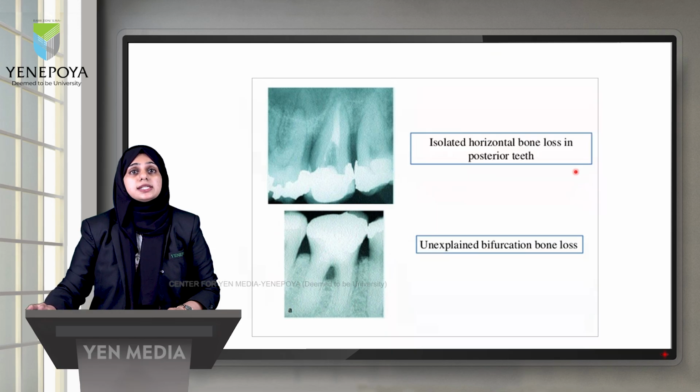Here you can see there is an isolated horizontal bone loss in the posterior teeth. Here you can see unexplained bifurcation bone loss. It might occur without any periapical or periodontal disease.